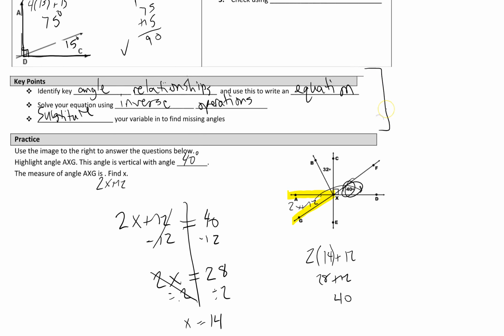So always look back to these. Identify an angle relationship to write your equation. Solve with inverse operations, and then substitute to check your work, and you should be good for today.